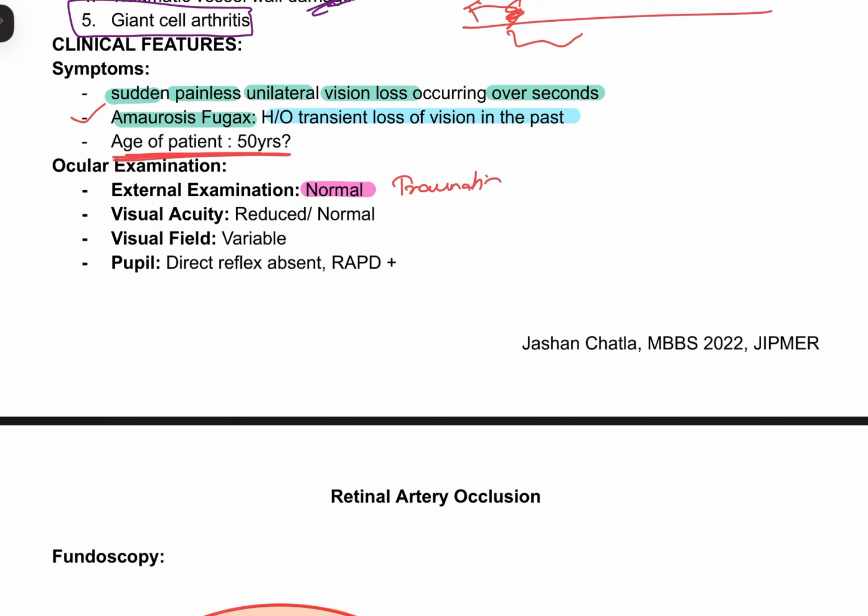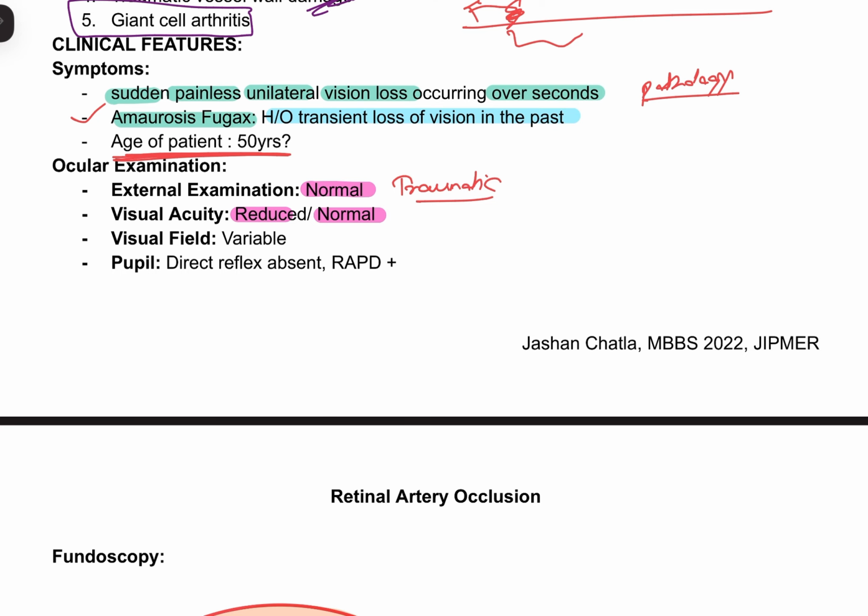If it is a traumatic injury, there will be some defect. But until and unless it is a traumatic injury, there will not be any defect. Visual acuity will be reduced or normal. In most cases, the visual acuity will definitely be reduced because it will lead to retinal artery occlusion. If you see the pathology, what happens?